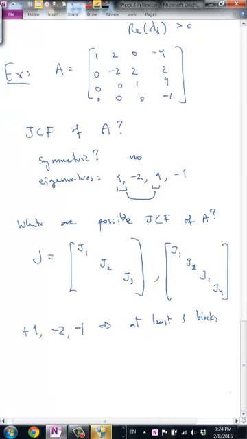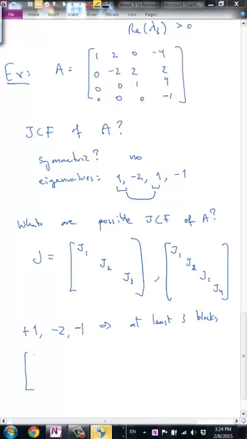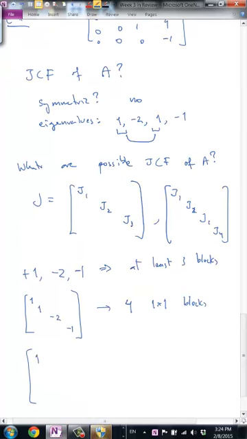And of course, there could be 4 blocks. So the 2 options are 1, 1, minus 2, minus 1. Remember that the ordering does not matter. So this would be 4 1 by 1 blocks. And the other option is 1, 1, 1, minus 2, minus 1. So this is 3 1 by 1 blocks, and 1 2 by 2 block.